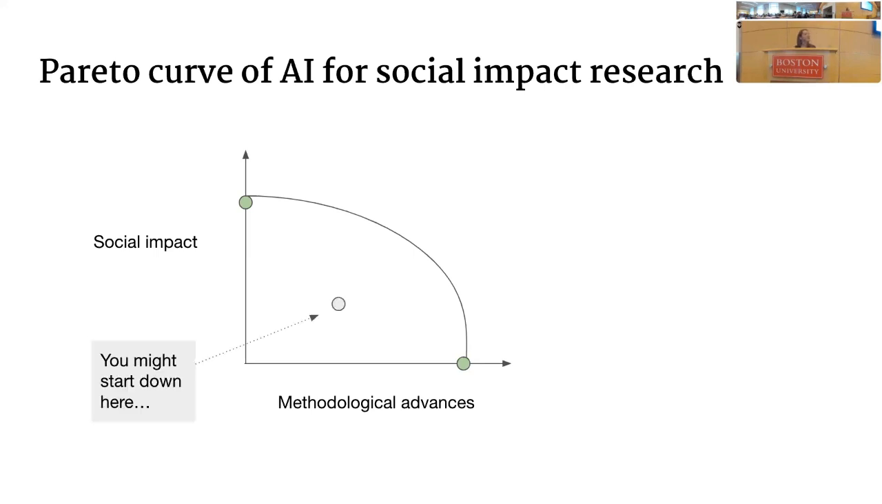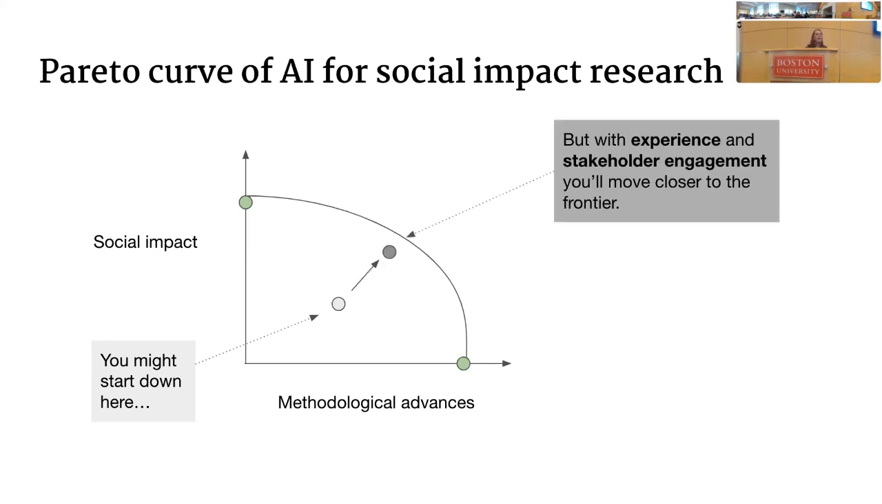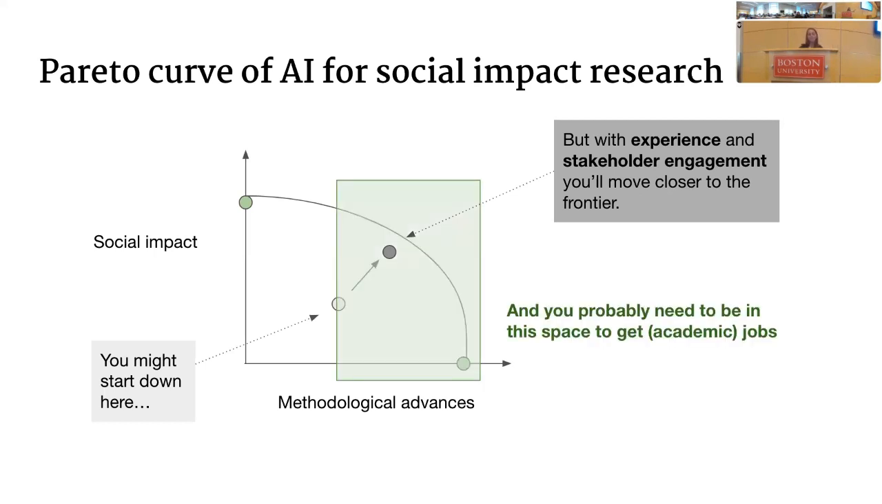Typically, when you're just getting into the field, at least for me as a first-year PhD student, I started down here, definitely not on the frontier, where I wasn't making as much social impact as I wanted to, and I also wasn't doing any mind-blowing research contributing to a lot of methodological advances. But as you continue to engage with partners, dig into a particular area, and learn more about the methods that make sense in that area, you're likely to move out towards the frontier and do cooler and cooler research across both of these dimensions.